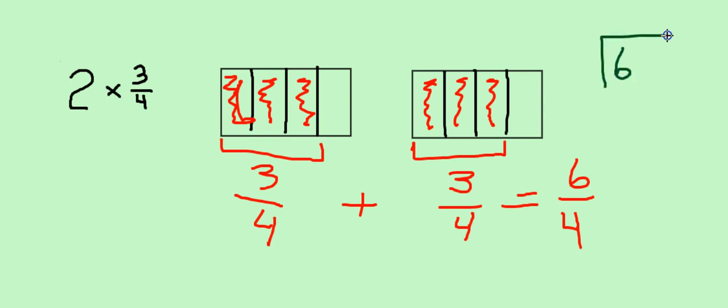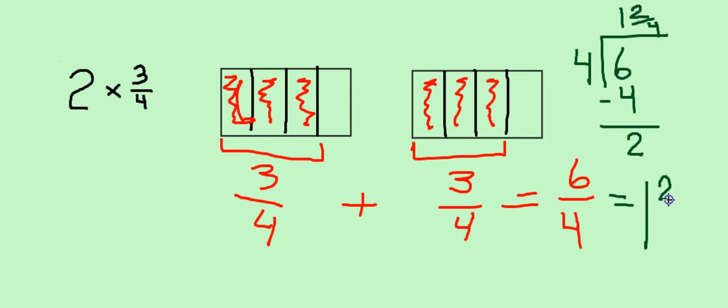And you can make that lower terms. You can take the 6 and divide it by 4. It goes in one time, and I end up with 1 2/4. And I can actually take that 1 2/4 and make it into 1 1/2, and that would be lowest terms. Let's look at another example.